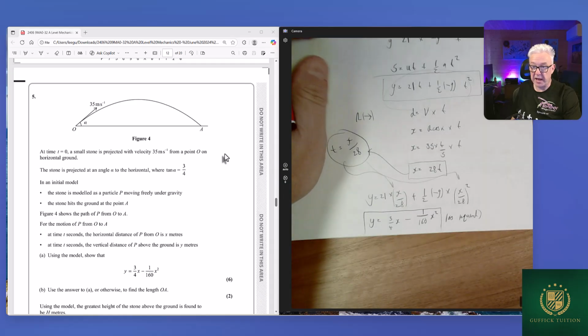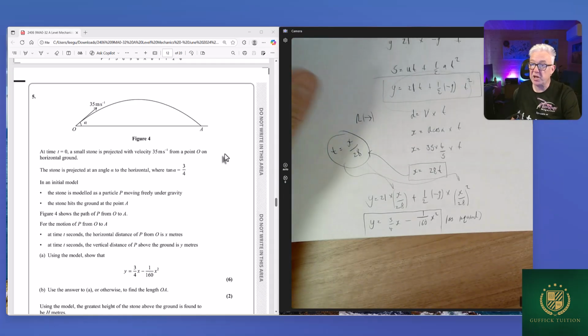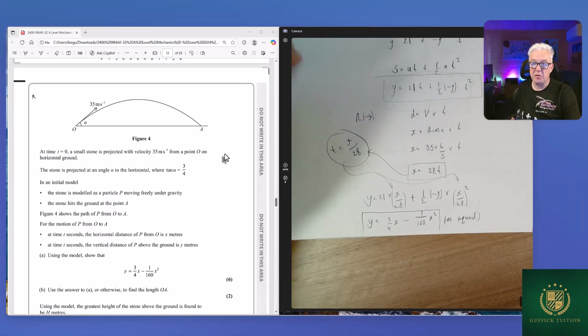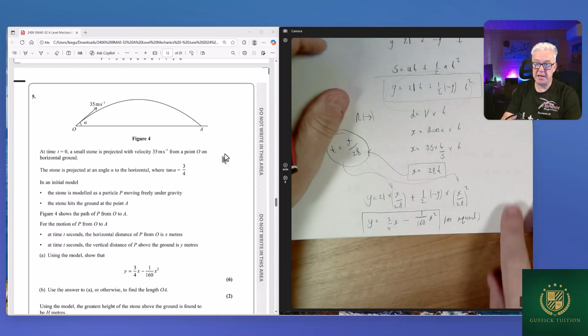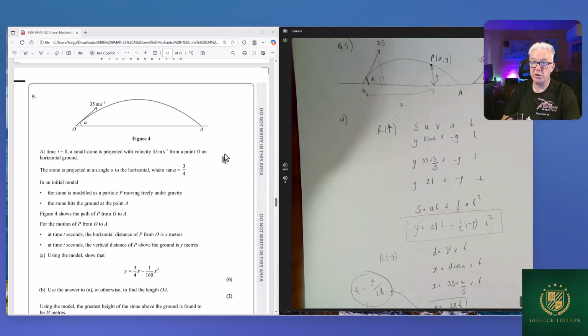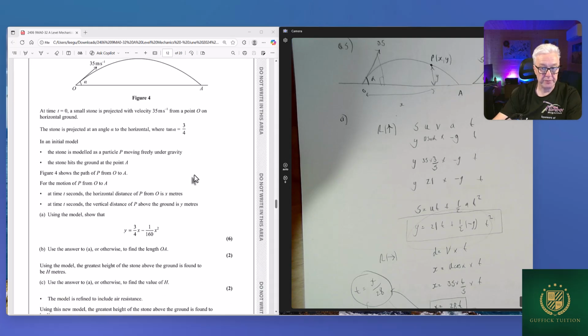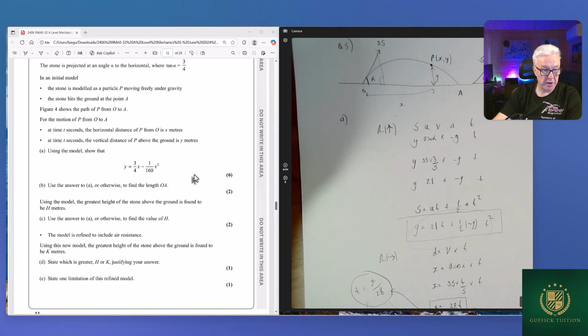It's worth pointing out that in that particular type of projectile question, it's always the same. Resolve vertically, resolve horizontally, get 2 equations, and then make t the subject, sub it in order to eliminate t, and you'll usually get the equation that you require. And 6 marks is a good number of marks for that as well. Okay, what's next? That's part A done.